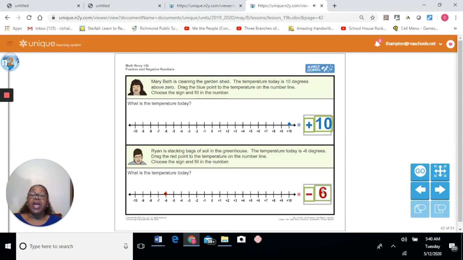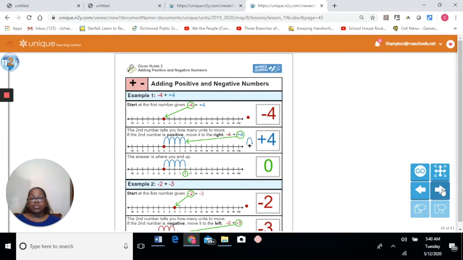Very good. We have to represent the number as a negative or a positive. If you answer with just the temperature is 10, no, that would be the wrong answer. Positive 10, not just 6, but -6 degrees. Excellent. Let's move on to the next one.